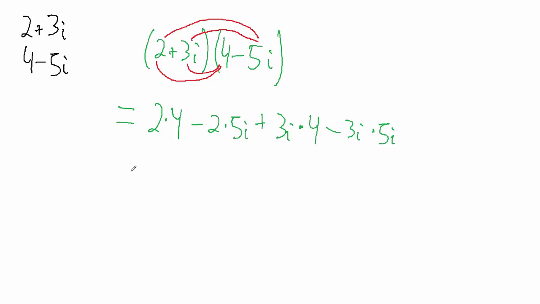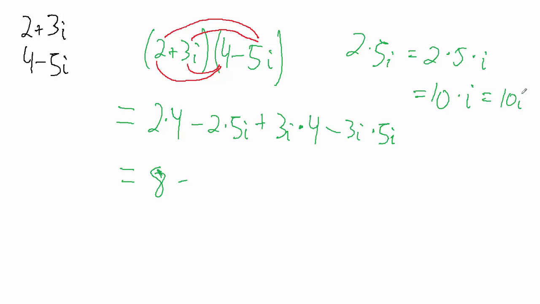Now we just simplify. So when we simplify, what do we get? 2 times 4 is 8. Minus 2 times 5i. So 2 is a real number, 5i is not, but that's not really going to complicate things because we can still say 2 times 5. Okay, but when we say 2 times 5i, that's really the same thing as 2 times 5 times i. And we know 2 times 5 is 10. So this is really just 10 times i, which is more commonly written as just 10i. Okay, so 2 times 5i is 10i. Okay, so far we have 8 minus 10i.